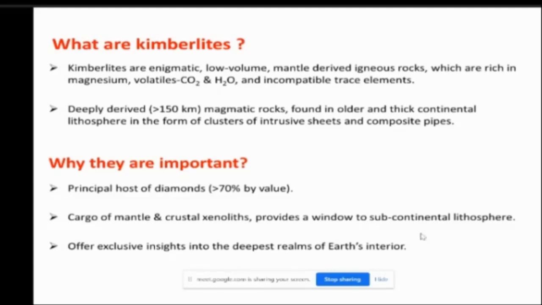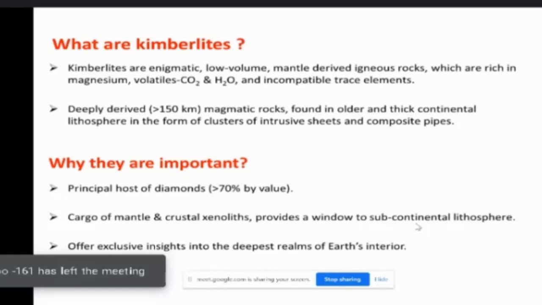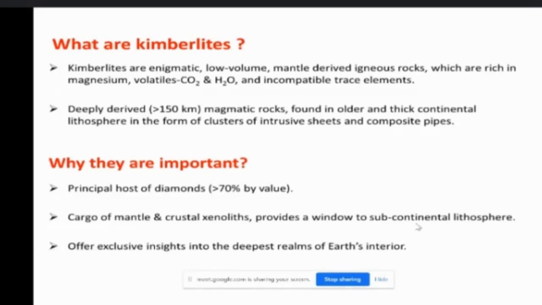Kimberlites represent a very end member of a particular complex petrological suite of rock, the others being lamproites and carbonatites. These are very low-volume mantle-derived rocks that are found in almost all the continental cratons in the world. They are defined by a high content of volatiles, particularly carbon dioxide and water, and some incompatible trace elements.